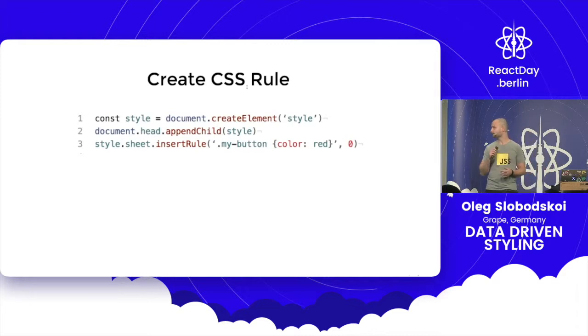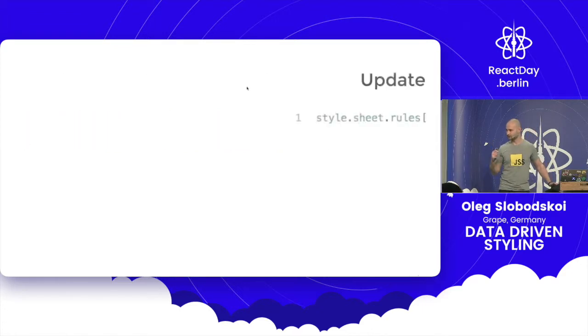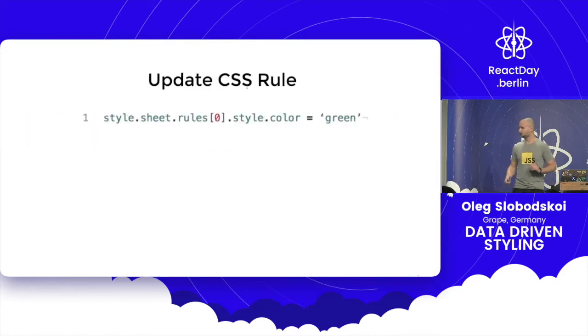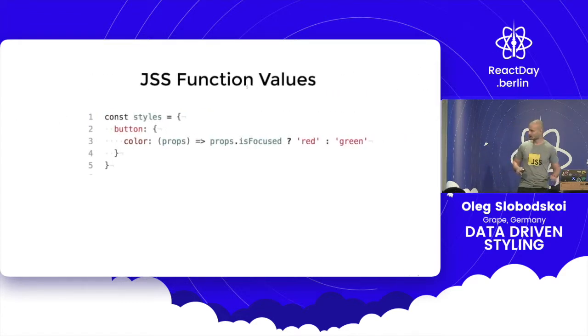You create a style element, you insert a rule, and basically you just created real CSS. This is not inline style, this is real CSS. And the most important thing about it is you can update it. You can update it in the same way you would update inline styles. Basically, you just have this style object and you set the properties, which means we can do any dynamic things you would do with inline styles. So basically, it's a replacement.